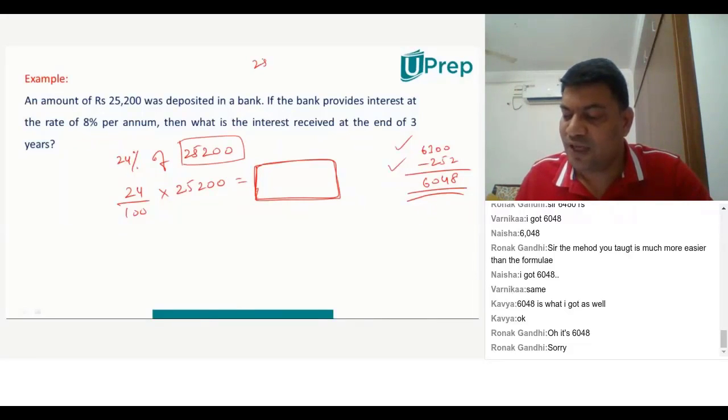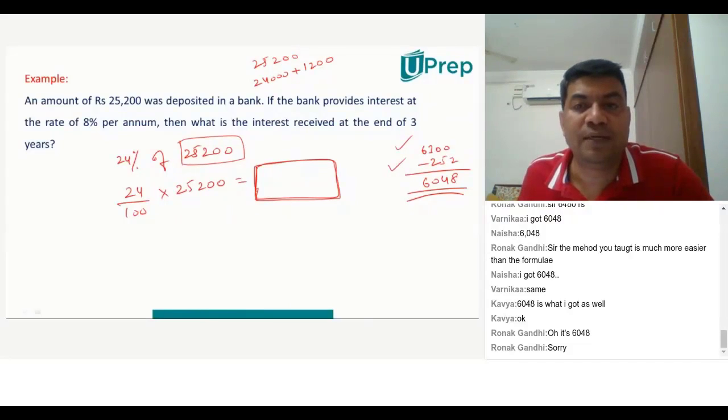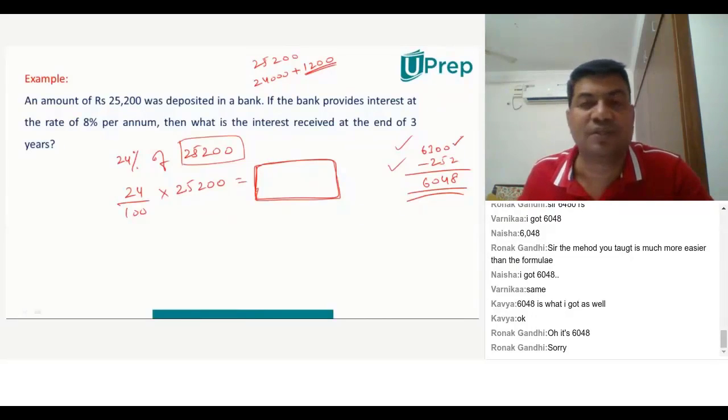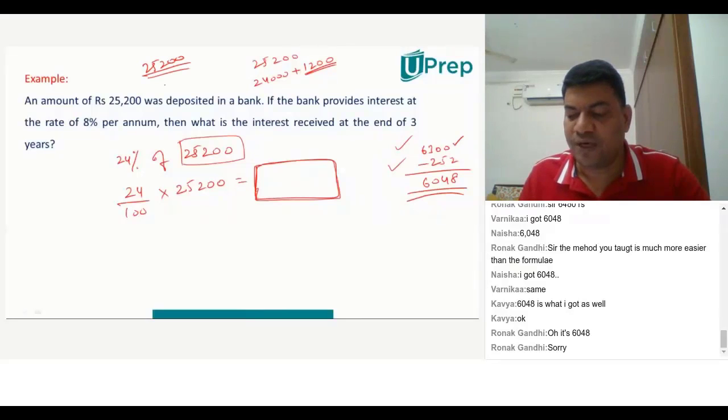When I look at 25,200, the way I look at it is I break it as 24,000 and 1,200. That's an easier way of breaking the numbers. 24,000, 1/4 is 6,000. 1,200, 1/4 is 300. So that's how I got 6,300. So then how do I calculate 1%? 1% is easy. What is 1% of 25,200? It's 252. I just subtract 252. That's how I got 6,048.